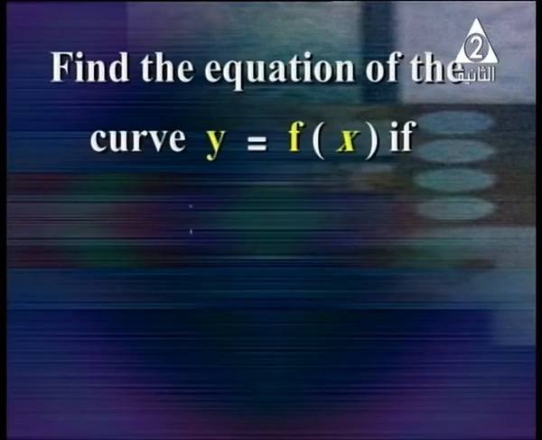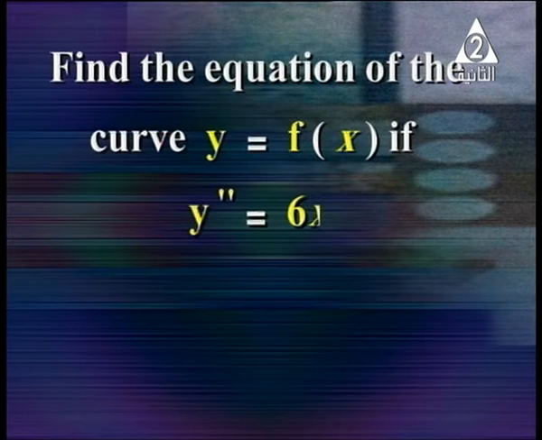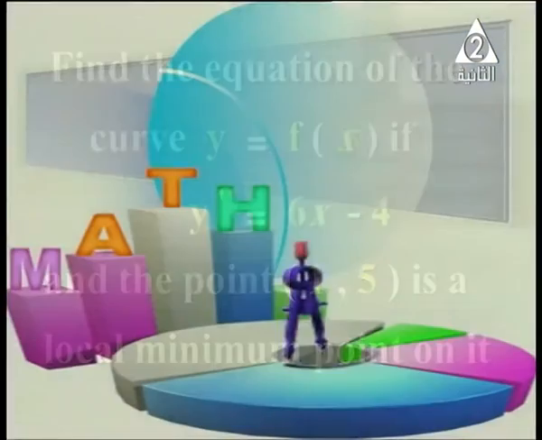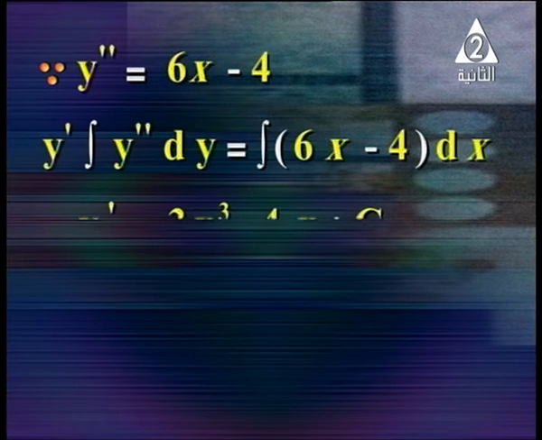Another example. Find the equation of the curve y equals f of x, if we have the second derivative y double dash equals 6x minus 4, and the point 1, 5 is a local minimum point on it. Solution. We have y double dash equals 6x minus 4. What do we use? We use integration of the left hand side and the right hand side. Then y dash, the integration of the left hand side, equals the integration of the right hand side.